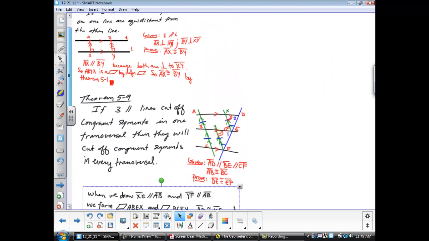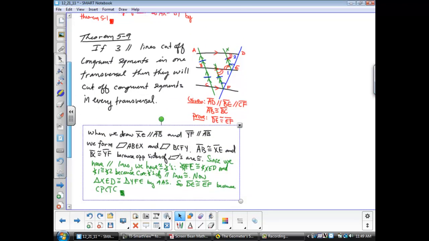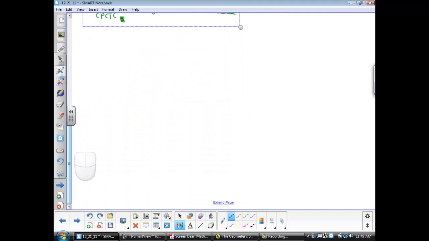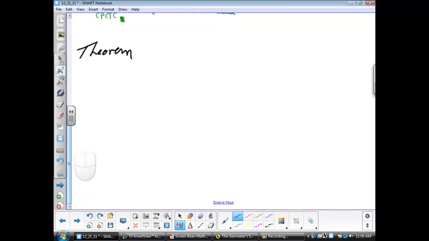All right, we're on theorem 5.10. I think we probably will only get through 5.10. 5.11 is simply 5.9 and 5.10 put together. 5.11 is pretty easy to prove, but we're not going to get to it.